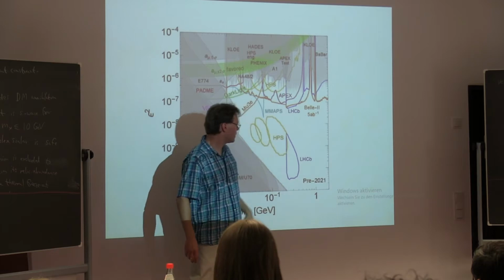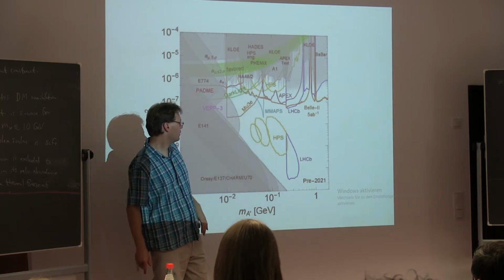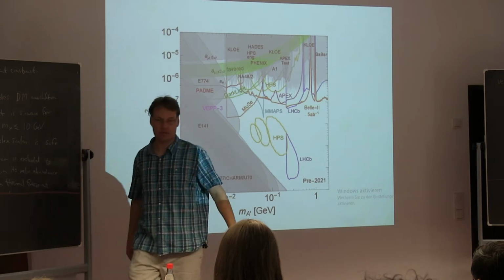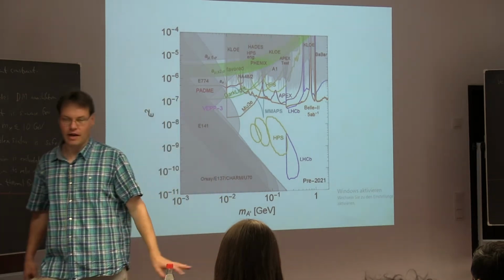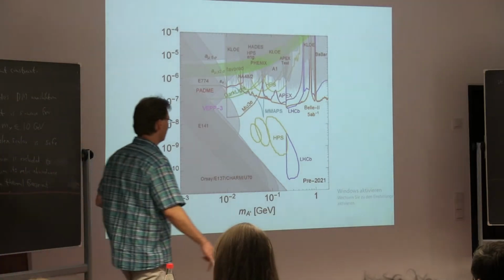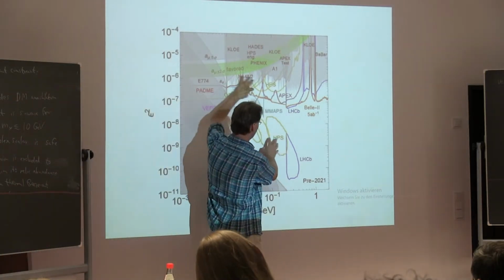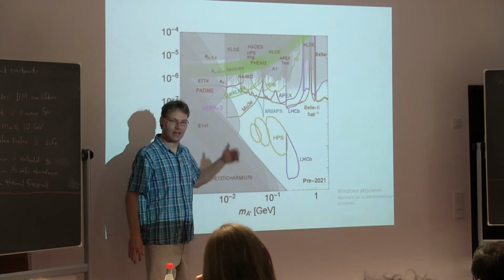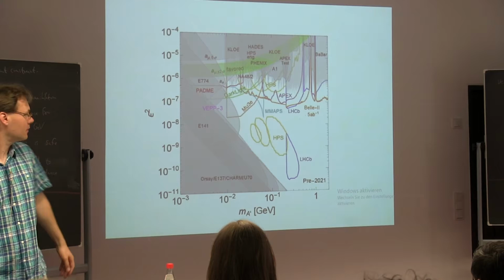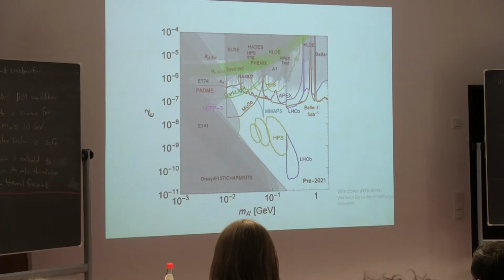Okay, and then you see the future projections. So this says pre-2021. So by 2021, this is not a totally unreasonable projection of what we might have. I'm sure it's going to be less than this parameter space that's going to be covered by 2021. So it's not going to be all these old projections. I think we'll cover less at the end of the day, but maybe some good fraction of what's actually being projected today.